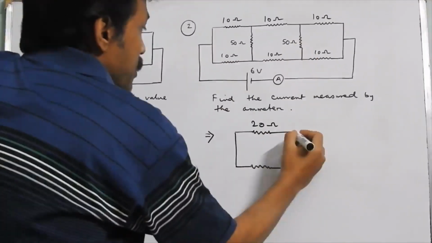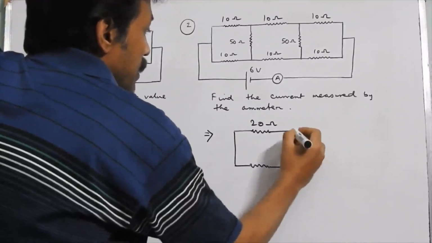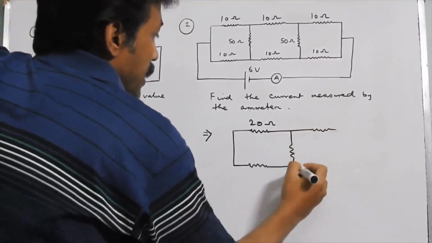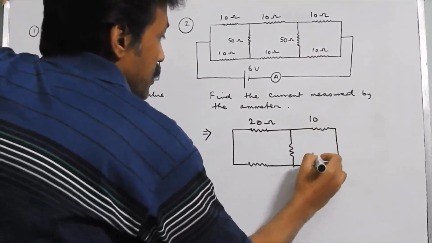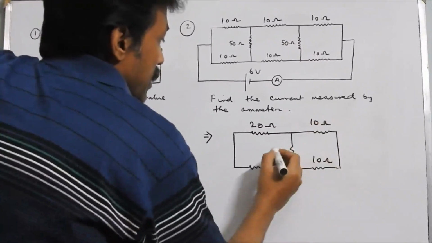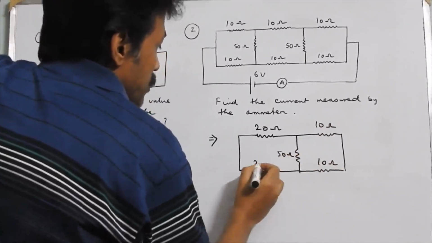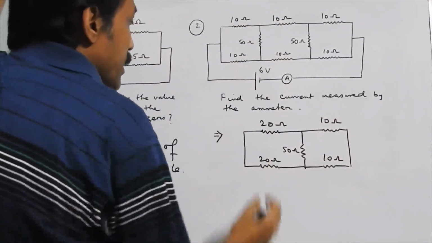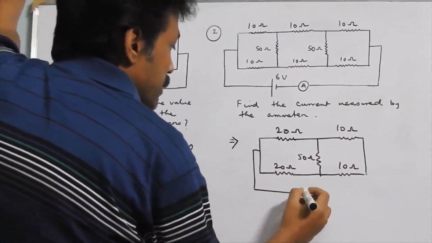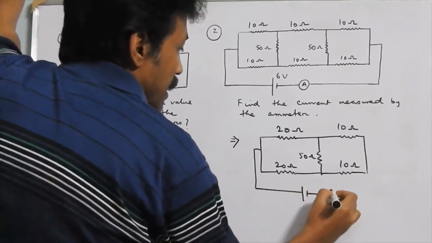And then again this 50 ohm, and then again we have 10 ohm and 10 ohm each. This is 10 ohm, this is 10 ohm. In between now you have 50 ohm and this is 20 ohm. 10 plus 10 is 20 and 10 plus 10 is 20. And to this network you have that 6 volt battery and the ammeter.